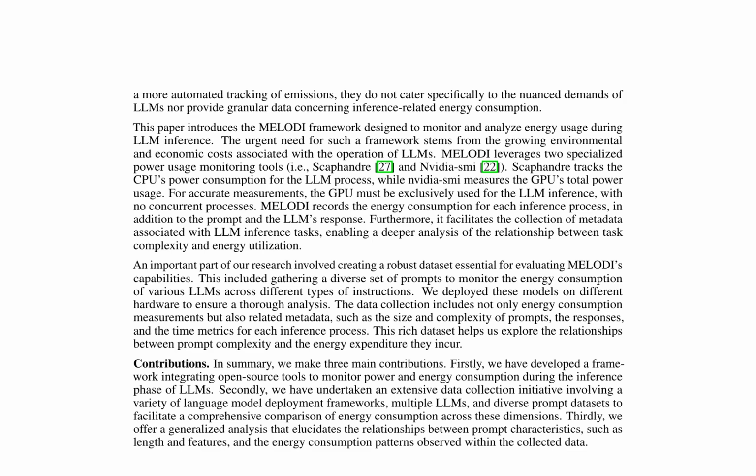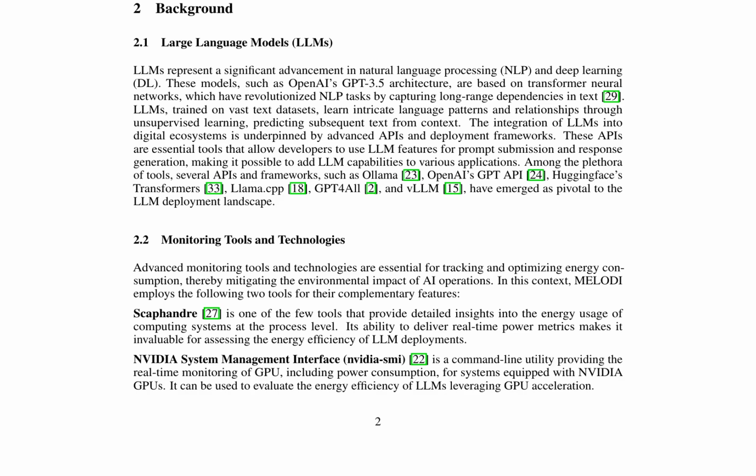In addition, the paper discusses the background of LLMs, which represent a significant advancement in natural language processing and deep learning. These models, trained on vast text datasets, learn intricate language patterns and relationships through unsupervised learning, predicting subsequent text from context. The integration of LLMs into digital ecosystems is underpinned by advanced APIs and deployment frameworks. These APIs are essential tools that allow developers to use LLM features for prompt submission and response generation, making it possible to add LLM capabilities to various applications.